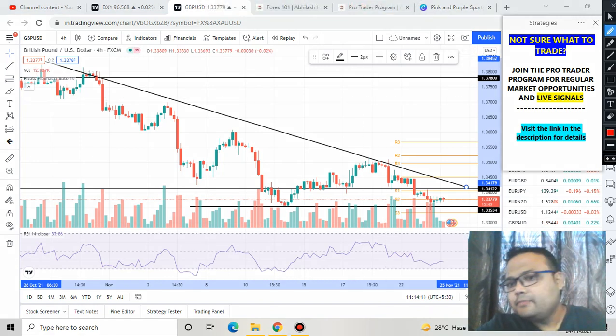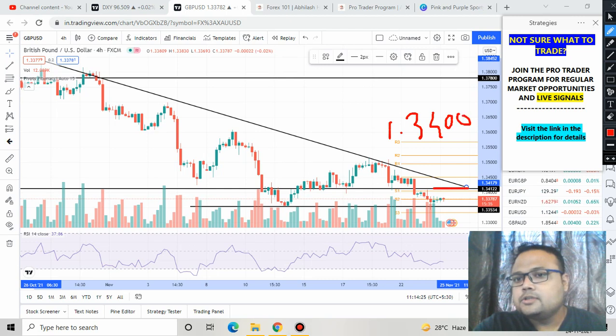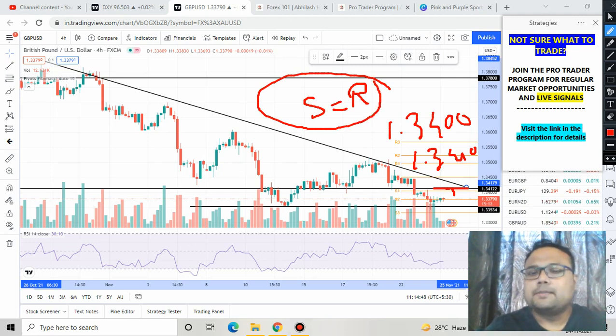So if market goes up, then there is a possibility of market facing resistance at 1.3400 to 1.3410. If market faces resistance at this particular level and starts going down, then you can take a small sell position at this level, because previously this level was the support for the market, and therefore this level will be the new resistance, because support becomes resistance and resistance becomes support in the market.